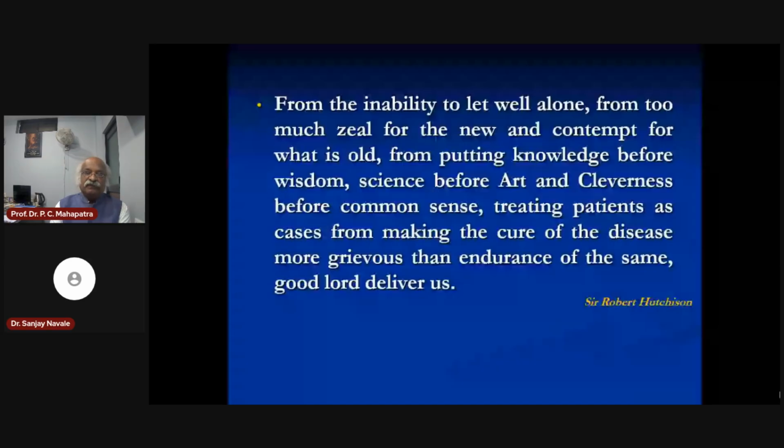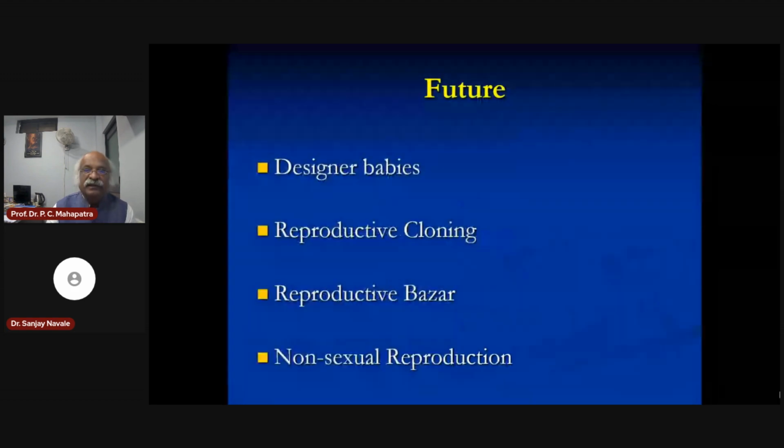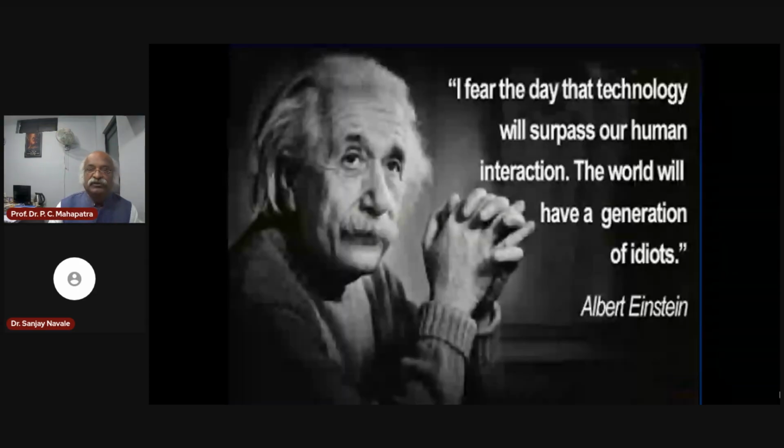Coming to human reproduction, the changing concept: from hopelessness to hopefulness, from natural to manipulative, from prayer to science, from bedroom to laboratory, from sexual to asexual, from conventional family to unconventional family, and from man to superman. The future of human reproduction could be designer babies, reproductive cloning, reproductive bazaar, non-sexual reproduction, and artificial womb.